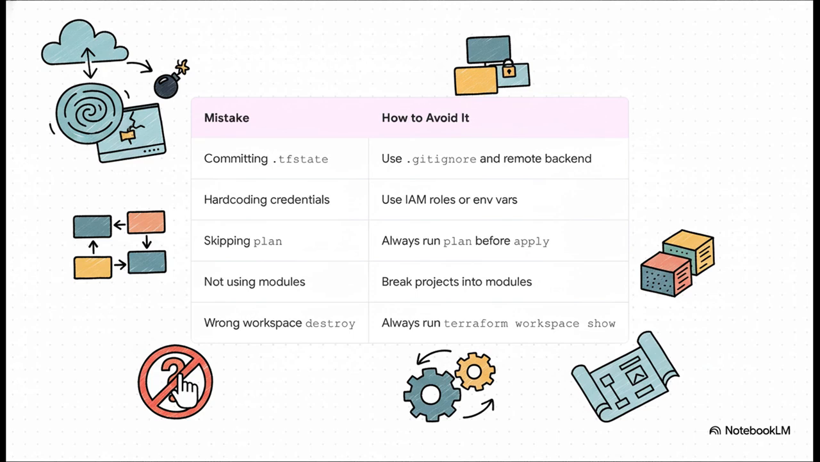Let's just quickly go over the big landmines that most beginners step on. If you can avoid these, you are way ahead of the curve. Number 1, committing the state file to Git. Number 2, hard-coding secrets or credentials. Number 3, not using a remote backend for a team project. 4, writing one giant monolithic main.tf file instead of using modules. And the scariest one, running terraform destroy in your production workspace by accident. Just internalize this list, and you'll save yourself a world of pain.